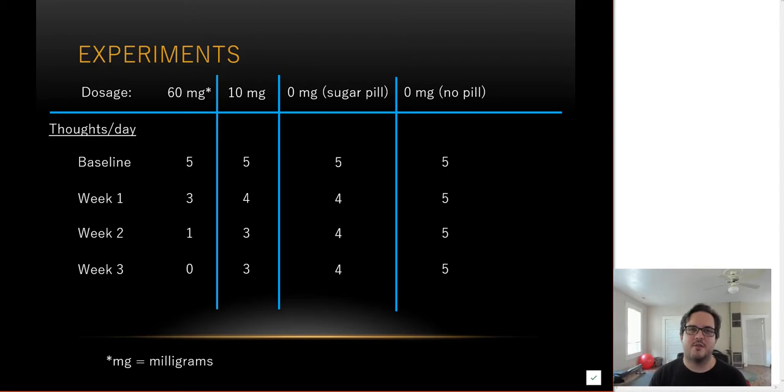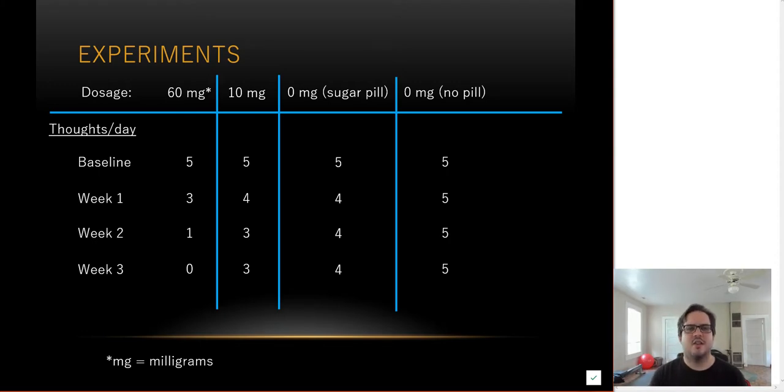Now, the magic of an experiment, the reason that we can determine causation from this, is that the only thing that differs between these groups is what we've given them. Because we are the ones who manipulated what dosage of Paxil they got, we know that the only thing that changed between these groups is what they received.